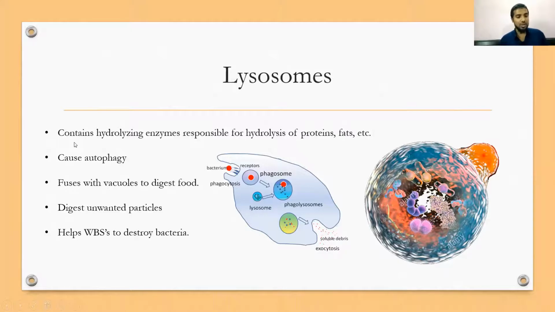Let us see the functions now. It contains hydrolyzing enzymes and is responsible for the hydrolysis of proteins, fats, etc. It is called autophagy, that is self-destruction, when it consumes certain bacteria. It fuses with vacuoles to digest food. Right? It is fusing with vacuoles. As I've said earlier, the vacuoles are the vesicles. It combines with the lysosome, and thereby it gets degraded, and it helps digest unwanted particles, as you have seen in this example, and helps white blood cells to destroy bacteria. Okay, we'll see that in the video.